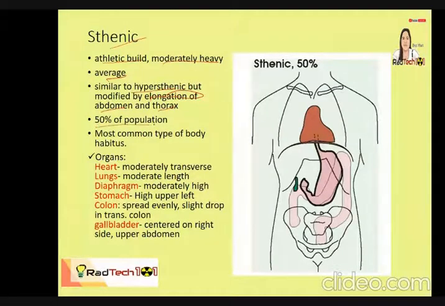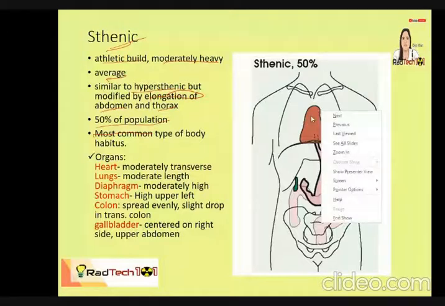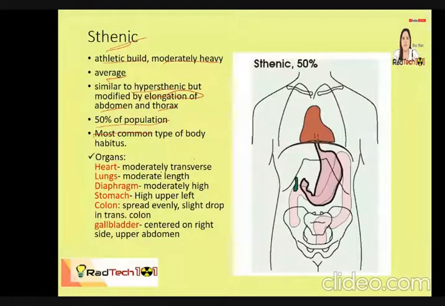50% of the population are sthenic. This is the most common type of the body habitus. So for the organs of the sthenic, so the heart is moderately transverse. So parang nasa gitna siya. Lungs, moderate length. So, tama lang yung haba ng lungs. Diaphragm, moderately high. Ito yung diaphragm niya. Medyo mataas siya. Stomach, high sa upper left.